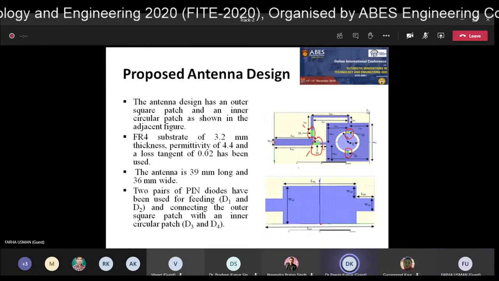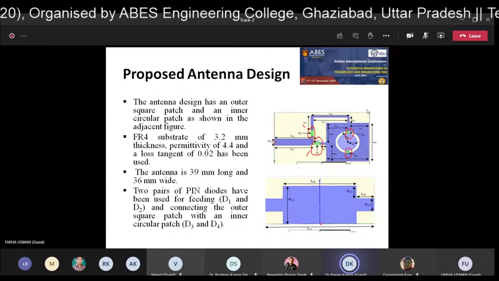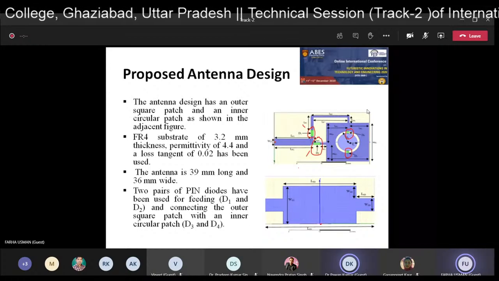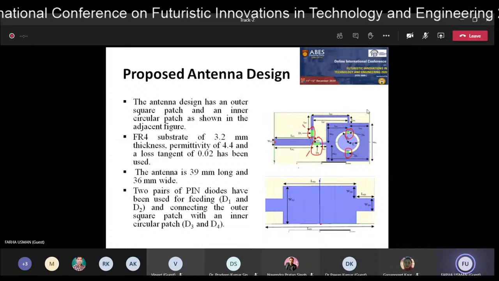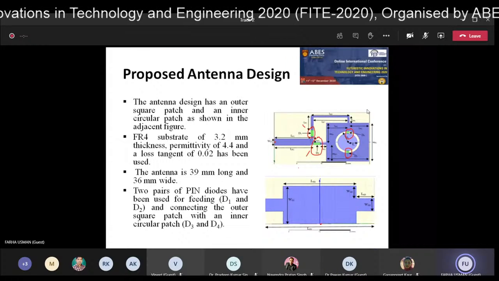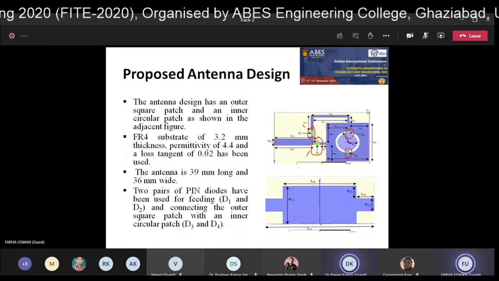What is its shape you have described in your work? Whether it's square, hexagonal, triangular. It's an outer square patch with an inner circular patch.